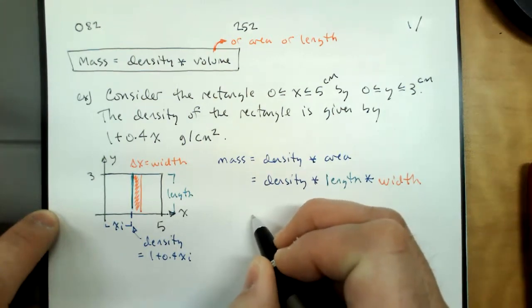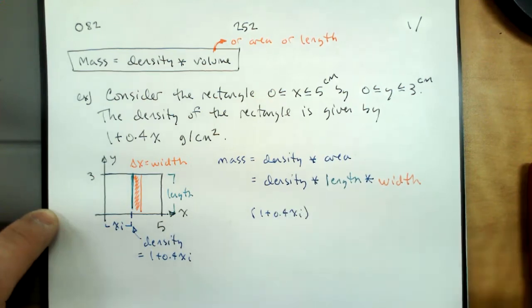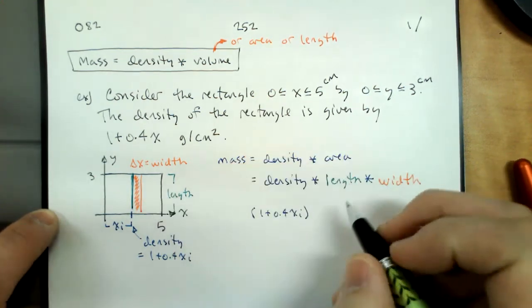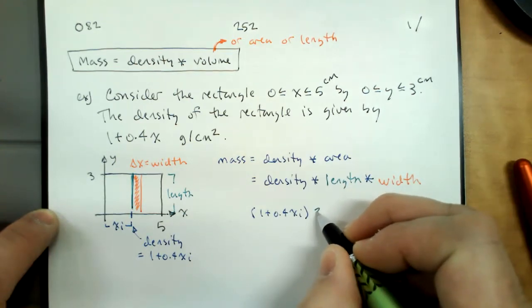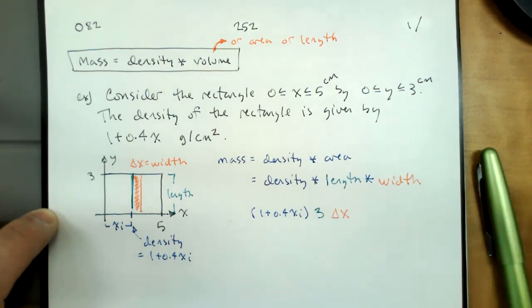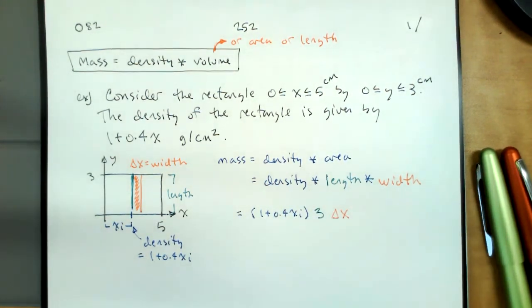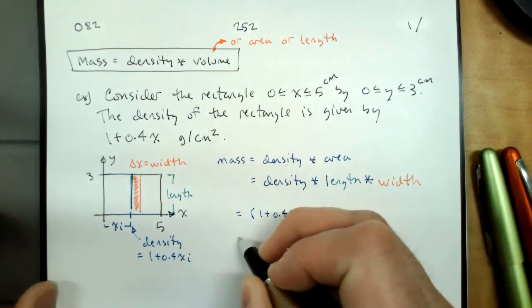So our density was 1 plus 0.4x. The length of this rectangle is 3. And the width was delta x. Density, length, width. And then this is the mass of just that slice. So the total mass is going to be the integral.